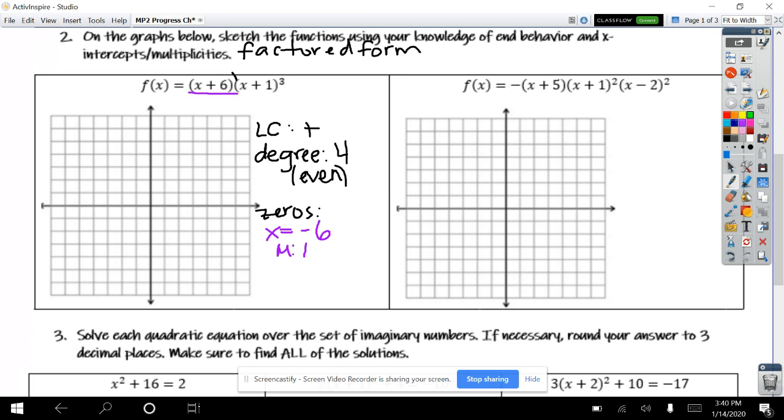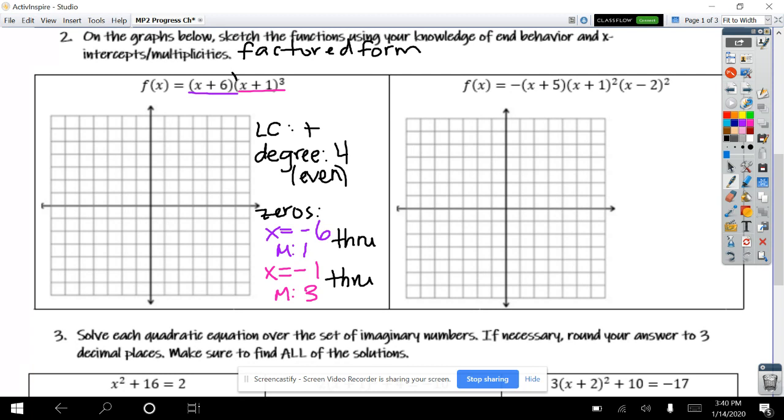Then I have another 0 with x plus 1. So x plus 1, that factor gives me the 0, x equals negative 1. And the multiplicity for that is 3 because the exponent on that factor is 3. And then I'm also going to make a note, since I need to know if I'm going to bounce or go through my zeros. When it's an odd multiplicity, it goes through. So my x equals negative 6 is going to go through, and so is x equals negative 1, because they both have odd multiplicities.